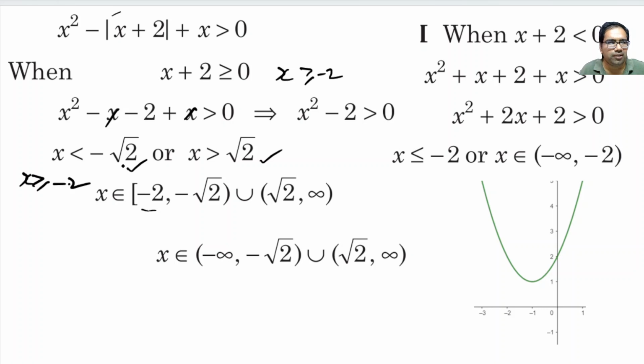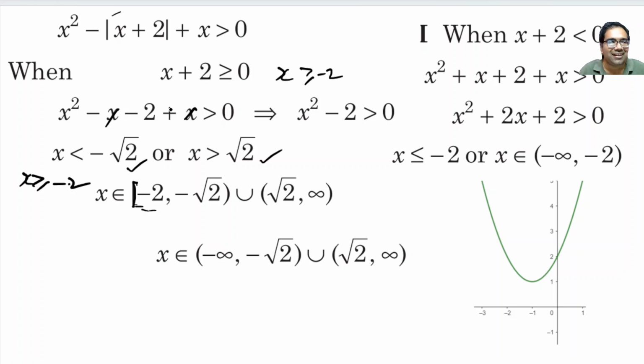This is open ended because x is less than, not less than or equal to, whereas x is greater than or equal to minus 2. So that's why it is a closed bracket at minus 2 and an open bracket here, union x greater than root 2. That means root 2 to infinity, as long as x plus 2 is greater than or equal to 0.